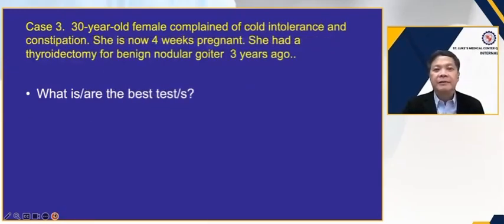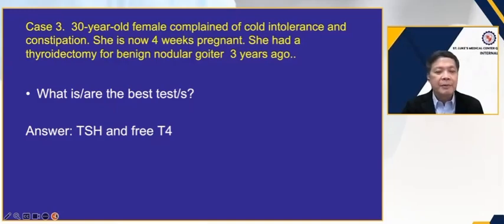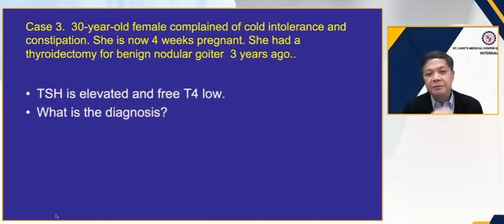Let's go to case three. A 30-year-old female complained of cold intolerance and constipation. She is now 4 weeks pregnant. She had a thyroidectomy for benign nodular goiter 3 years ago. Okay. In this case, thyroidectomy, and there's no indication the patient may have pituitary problem. So therefore, you need a paired test. Okay, TSH and FT4 to confirm that the patient is primary hypothyroid based on your suspicion.